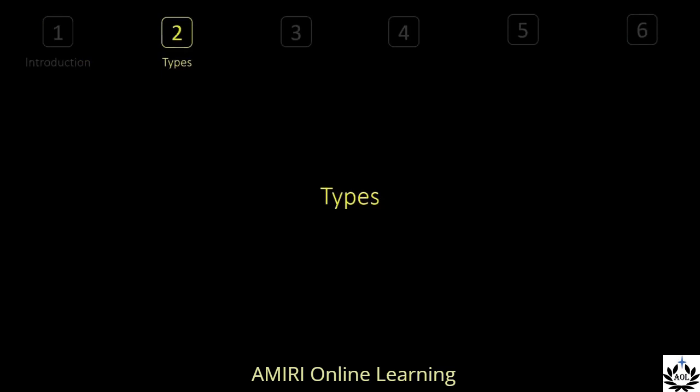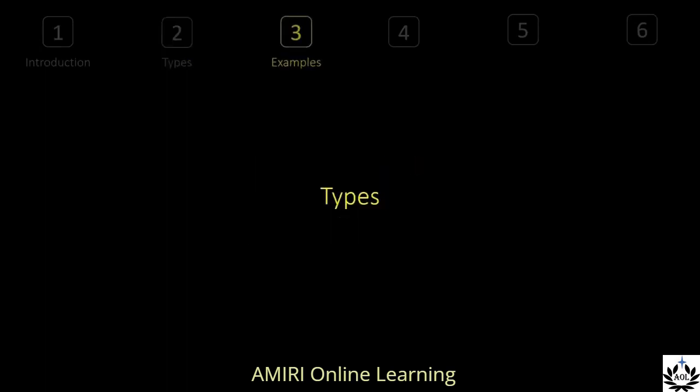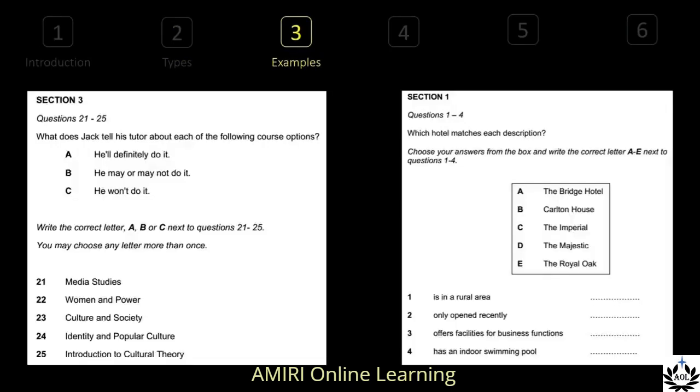Good. Now there are two main types, and these types have completely different pointers or tips and tricks. So pay attention. We'll be seeing each type with an example and how to solve these types. Now here we have two types of questions for this same matching. The first one is where options will repeat, and second where options will not repeat. Yes, let me show you what it means by them. And we'll see examples at the same time, and then we'll provide pointers for that.